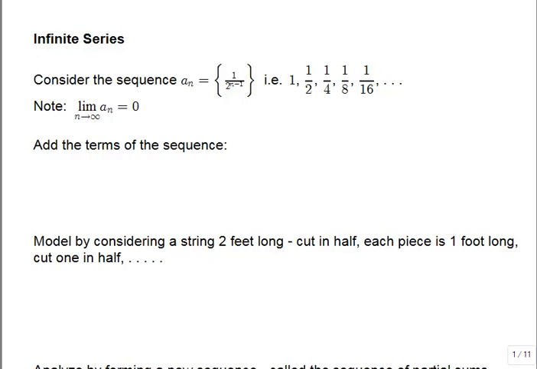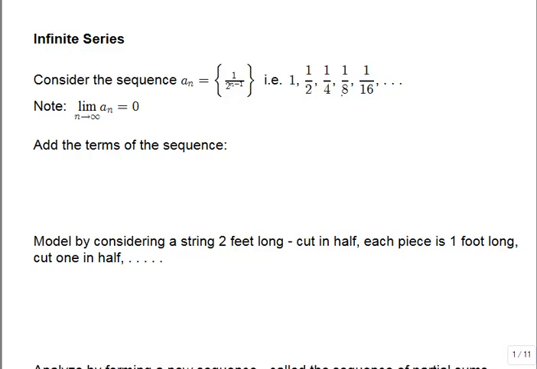Let's start by considering the sequence with the nth term 1 over 2 to the n minus 1. So if n is 1, this becomes 1 over 2 to the 0, which is just 1. If n is 2, then we get 2 minus 1, which is 1, so we get 1 half. If n is 3, then we get a fourth. If n is 4, we get an eighth, and so on.